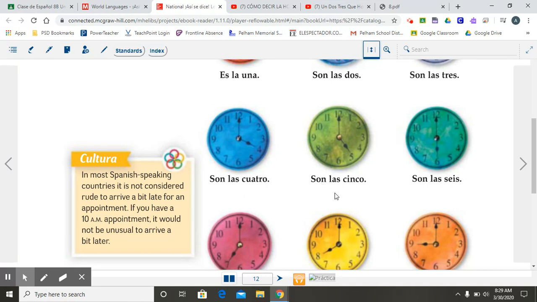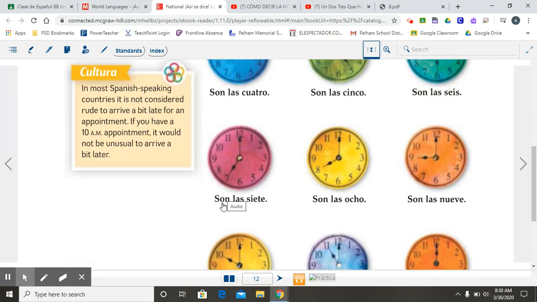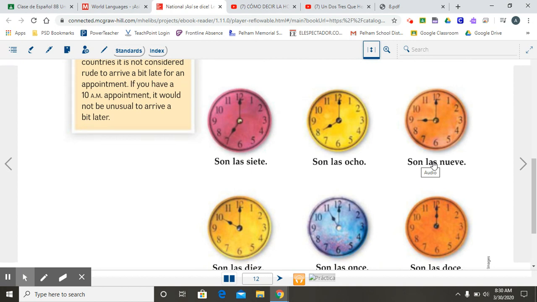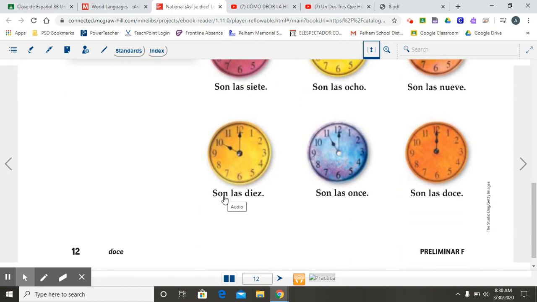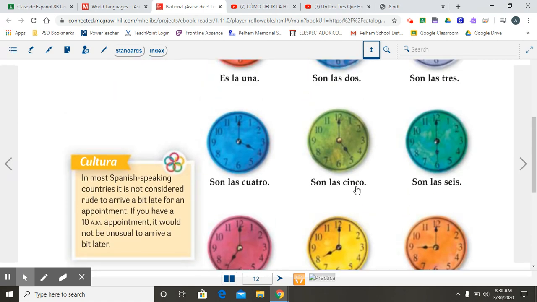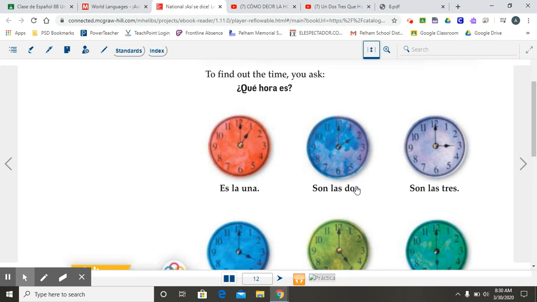5 o'clock. Son las cinco. 6 o'clock. Son las seis. Very good. Son las siete. Son las ocho. Son las nueve. Son las diez. Son las once. Y son las doce. All right, let's do the last one more time. Son las doce. Okay, so hopefully you were able to practice right after I said it. You can always go back and rewind the video so you can practice again.